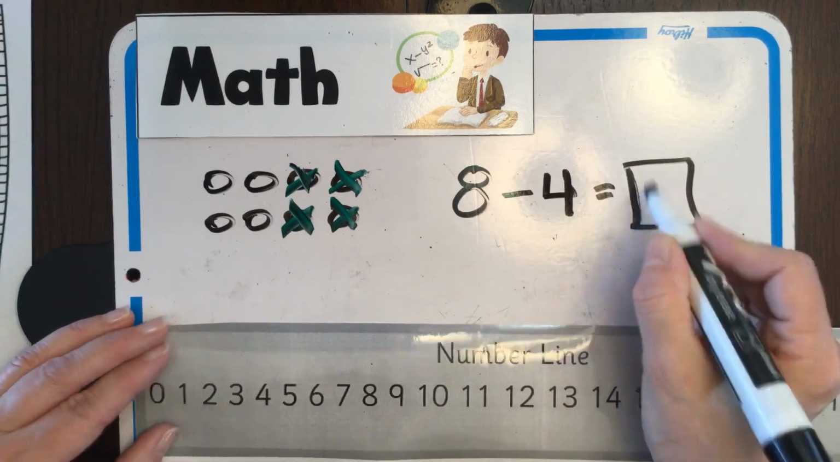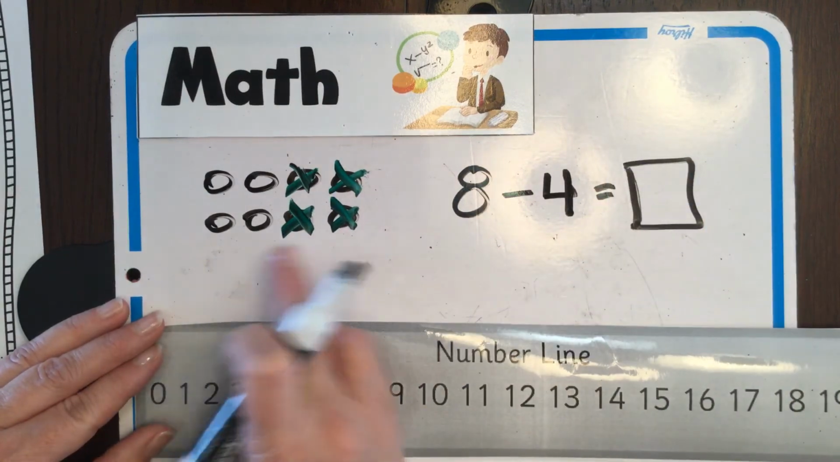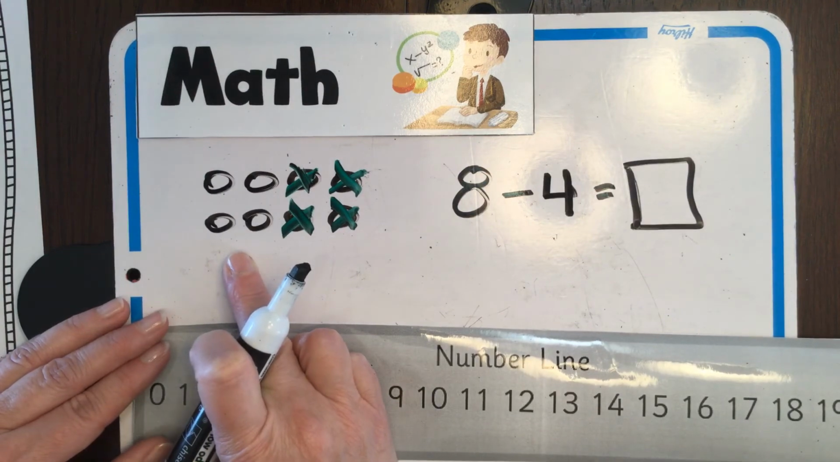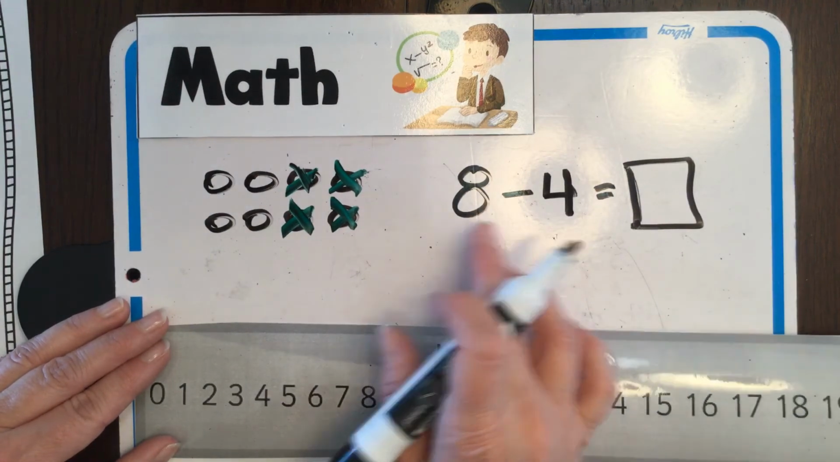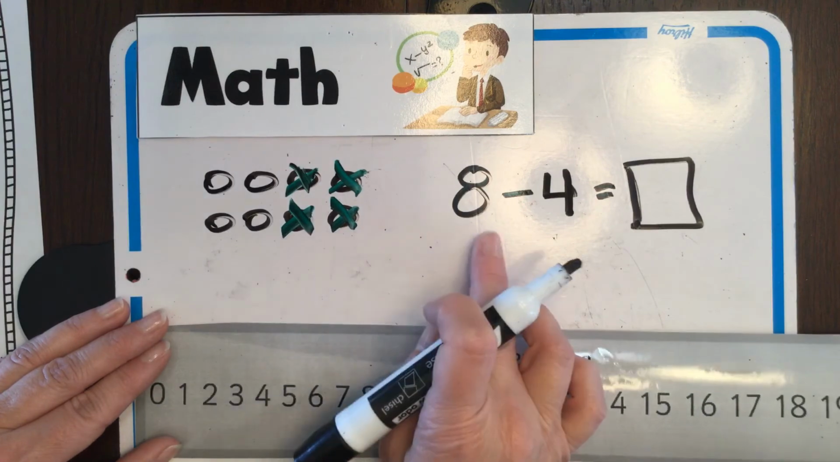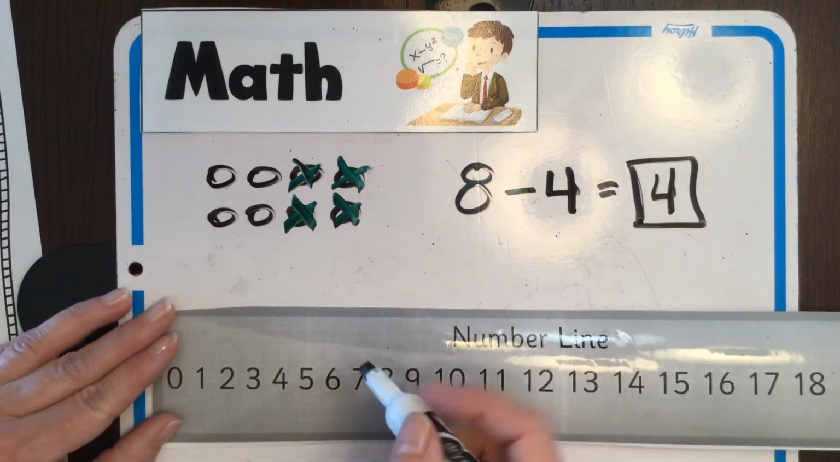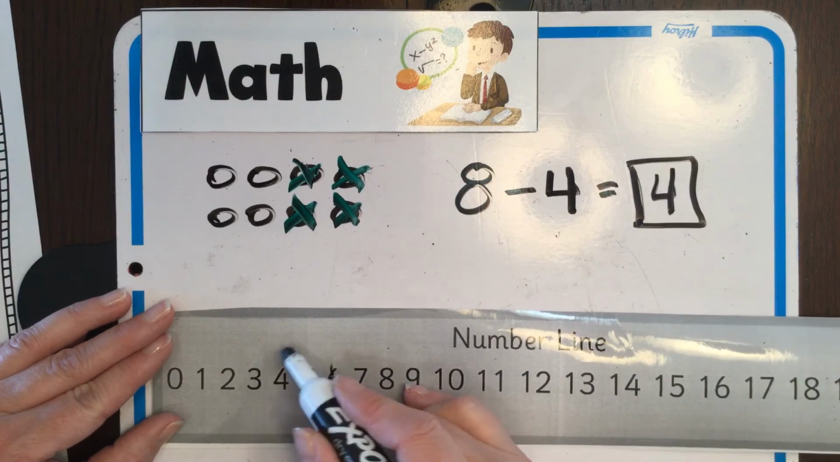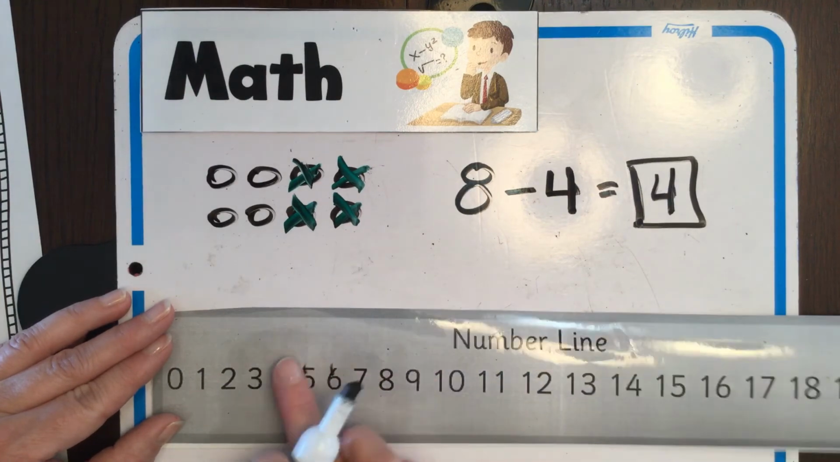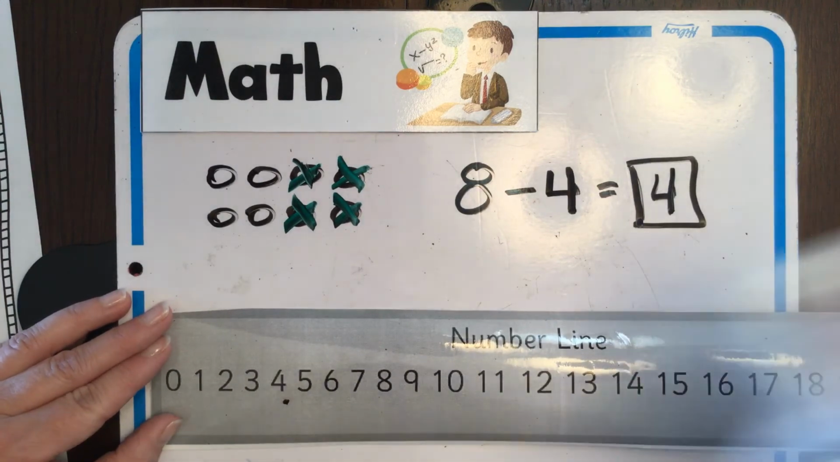There's a couple of strategies I can use for this. My picture quickly tells me the answer is 4, but I could also know that 4 and 4 is the double that equals 8, and so I would know my answer is 4. I can use my number line and jump back 4, and I get to the answer 4, and then I know my number is 4.